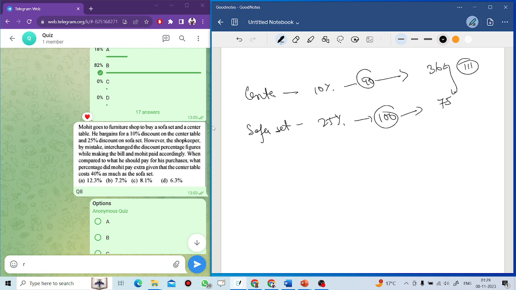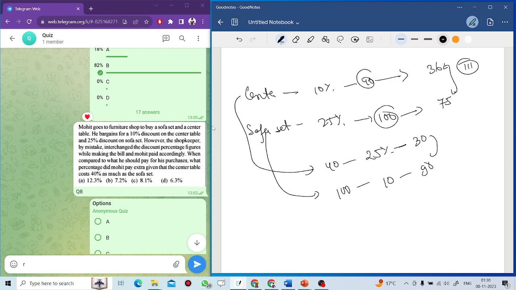Now in the other case, the discount percentage is 25% for the center table of 40 and 10% for the sofa set of 100. So the sofa set will be 90, and the center table will be 40 into 3 by 4, that is 30. Total is 120.